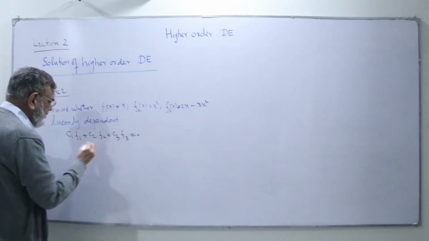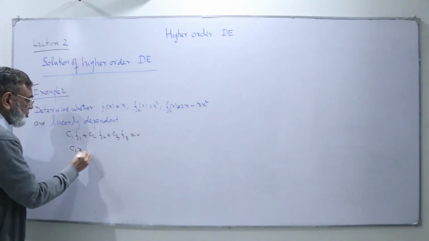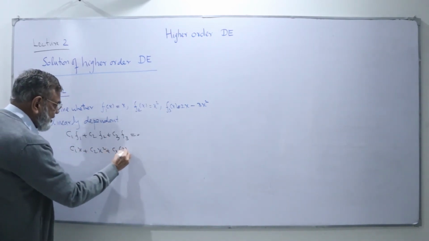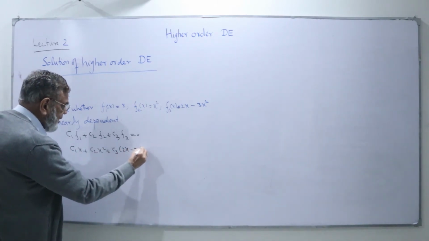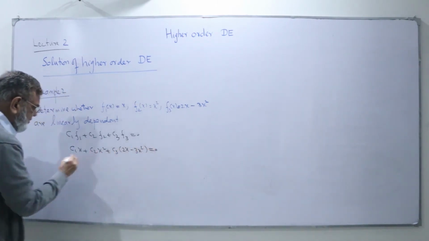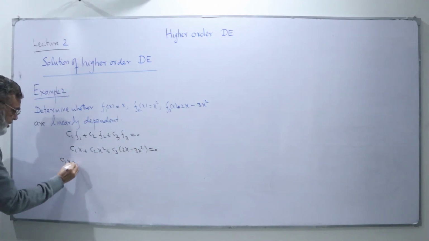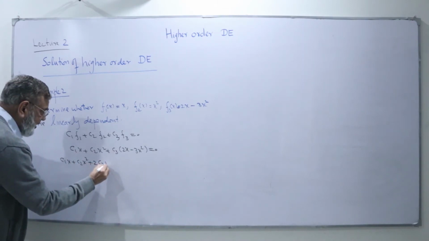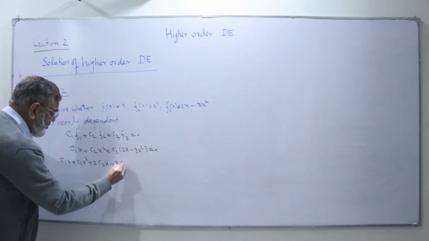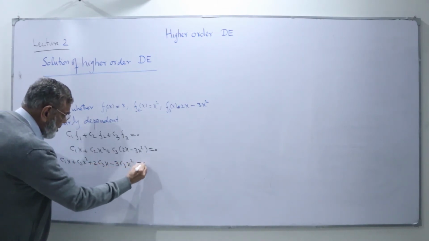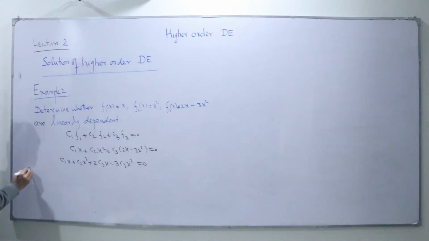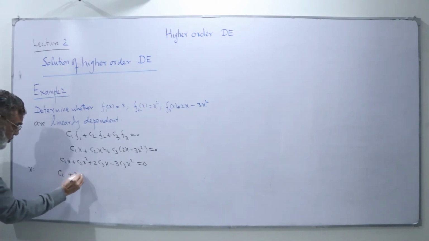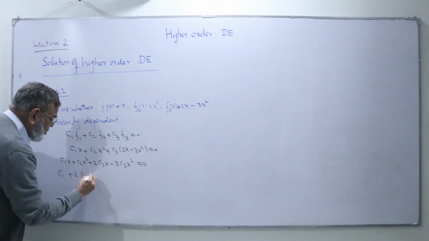to 0. So we get c1x plus c2x squared plus c3 times (2x minus 3x squared) is equal to 0. We open this and get c1x plus c2x to power 2 plus 2c3x minus 3c3x squared equal to 0. We compare the coefficients of both sides. We take the coefficient of x. We get c1 plus 2c3 on the left, and the right hand side is equal to 0.